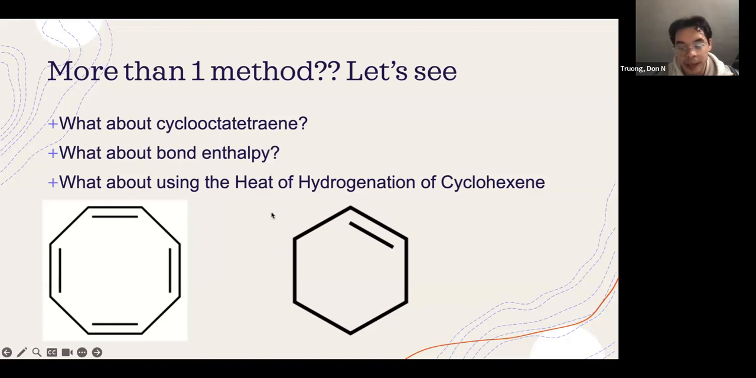But what about bond enthalpy? We can just scratch that off the list because bond enthalpy doesn't take into account resonance, and we actually care about resonance in this lab report. And so that is not a valid method. But what about the heat of hydrogenation of cyclohexene? So here we have to consider hydrogenating the double bond in cyclohexene, and then we multiply that value by 3, and then we take this value and subtract it from the heat of hydrogenation of benzene, and this does give us an estimate of what the resonance energy of benzene could be. So those are 2 out of the 3 methods that we can use.